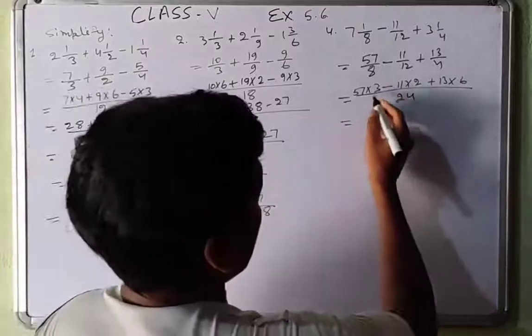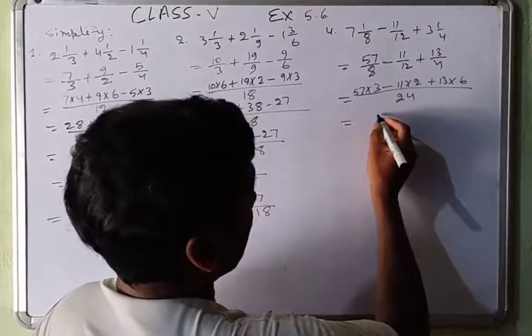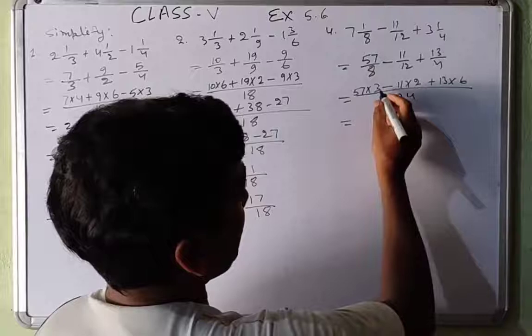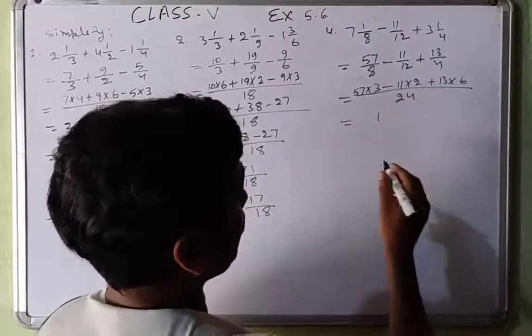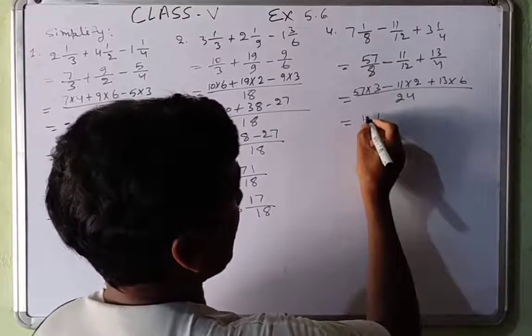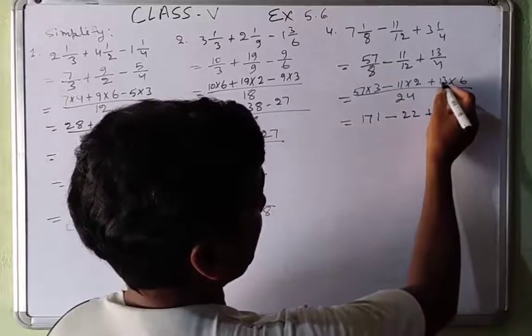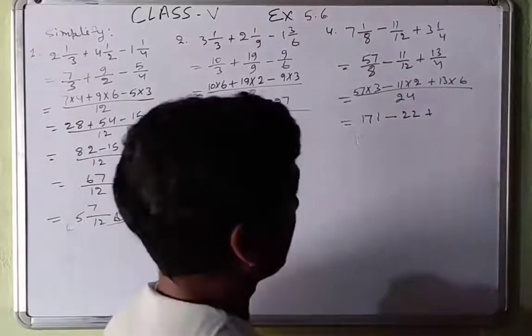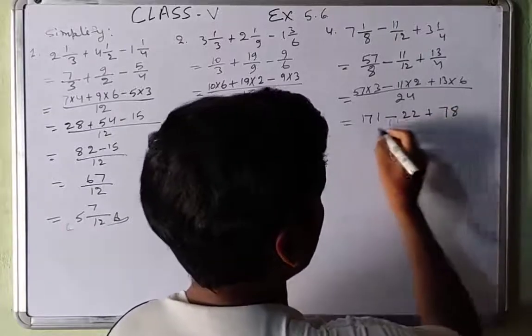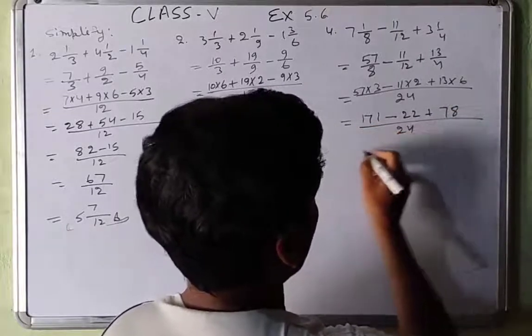And then 5 7s are 35, 3 7s are 21, carry 2, 3 5s are 15, 16. 17 minus 11, 2 2s are 22 plus 13, 6s. 7 8s, you know the table, 24.